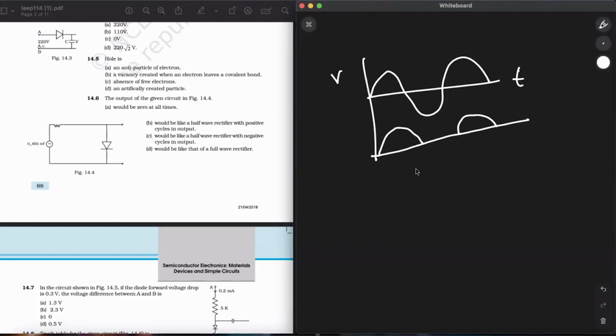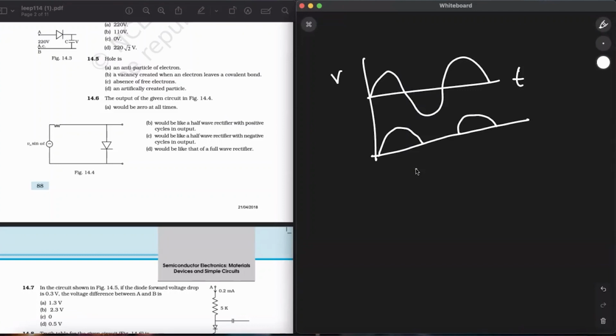And when the diode is in reverse bias condition, the negative half cycle of AC voltage that I showed now, the circuit will break at that point where the diode has been put in reverse bias. That will break the circuit and the negative cycle of the potential will not flow through. Okay, the resistance of the PN junction becomes high, more than the resistance in series. That is why there will be voltage across the PN junction with negative cycle in output. Hence, option C will be the correct answer. Would be like a half wave rectifier with negative cycles in output.